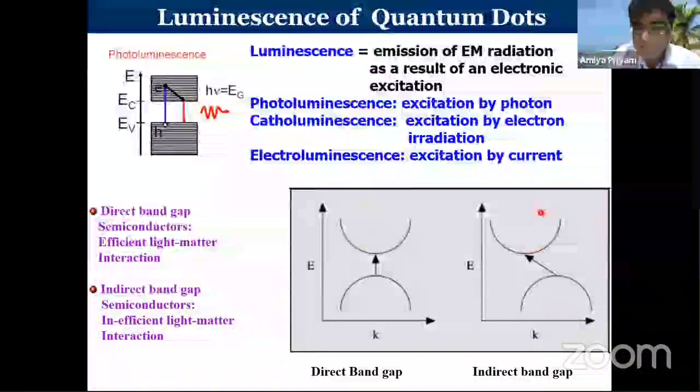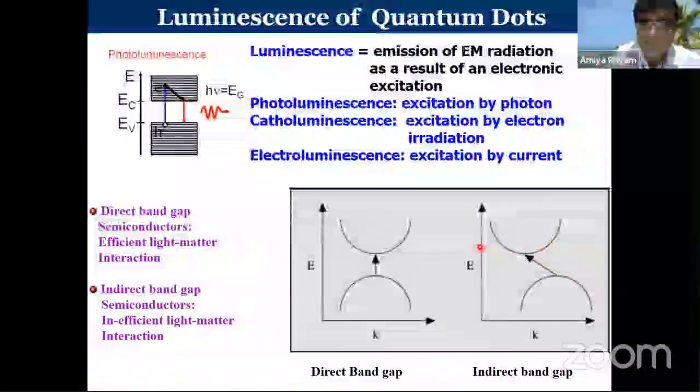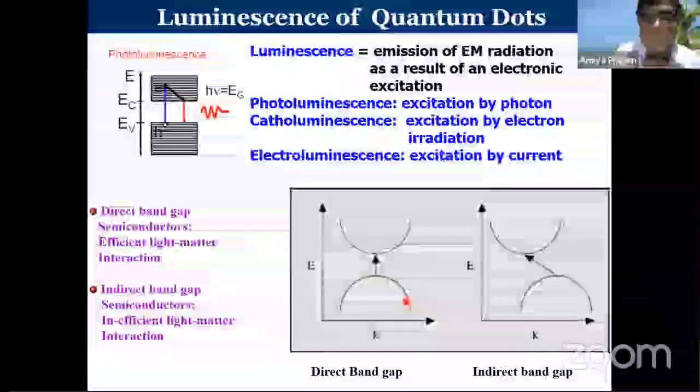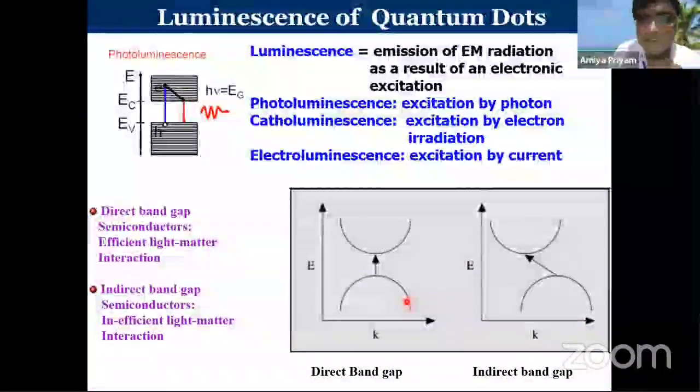But in the case of an indirect band gap, that is not the case, and conservation of momentum is not followed, and you can't make a light emitting device using this kind of thing. It will be difficult. So this kind of system is preferred. So when you have to identify a semiconductor system, we go by this.